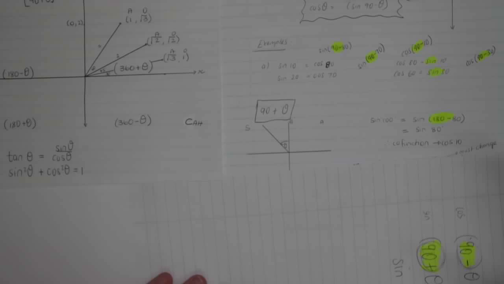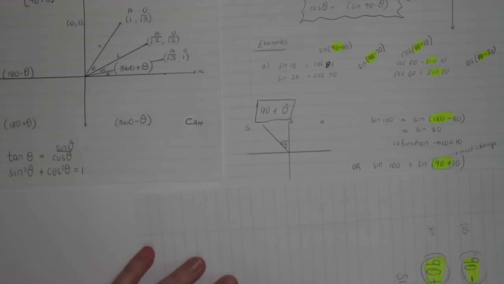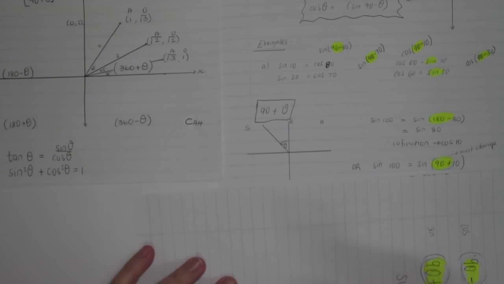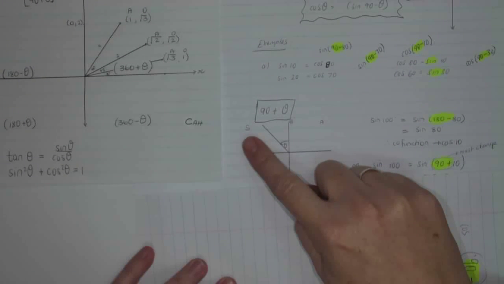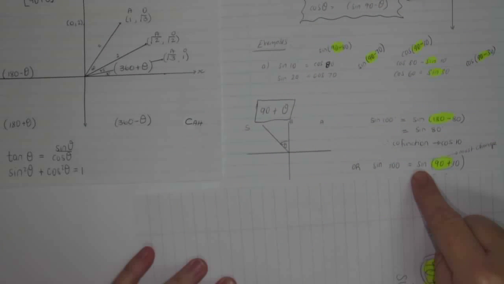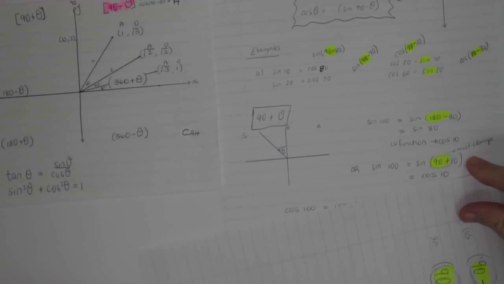If I use 90, I will now have to say 90 plus. Now, the moment I use 90 minus or 90 plus, sine must change to cos and cos must change to sine. But here I need to be careful because only the original sine will be positive. So, in 90 plus, sine was positive. Sine will change to positive cos of 10. Now, what if I give you cos?